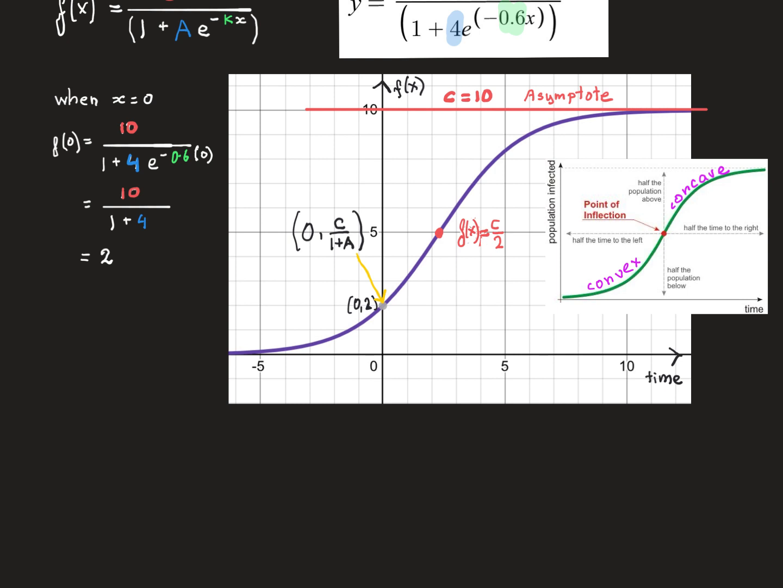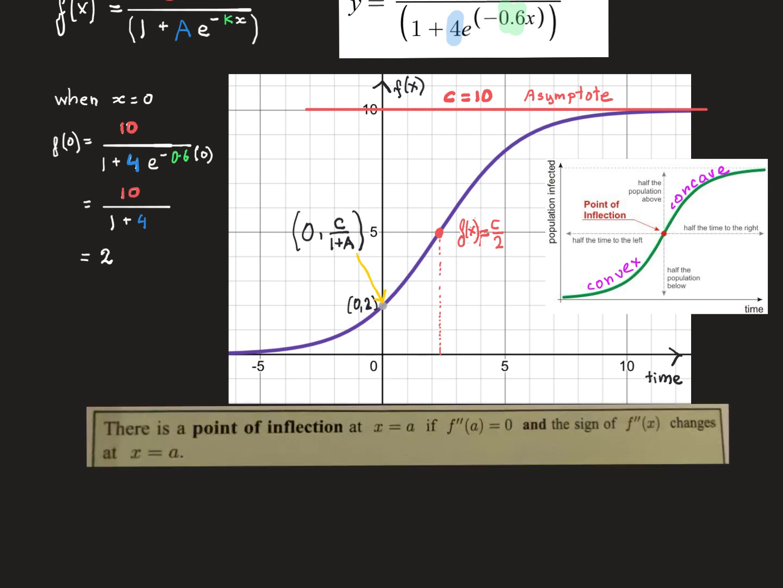So far, our knowledge of the constants in the equation allowed us to calculate a lot of values. But with the point of inflection, now we need the x value. So is there an easy way of looking at that equation and calculating that x value? Well, let's look at the long way first. We are told that there is a point of inflection at x if the double derivative at that point is 0 and the sign of that double derivative changes at that point.